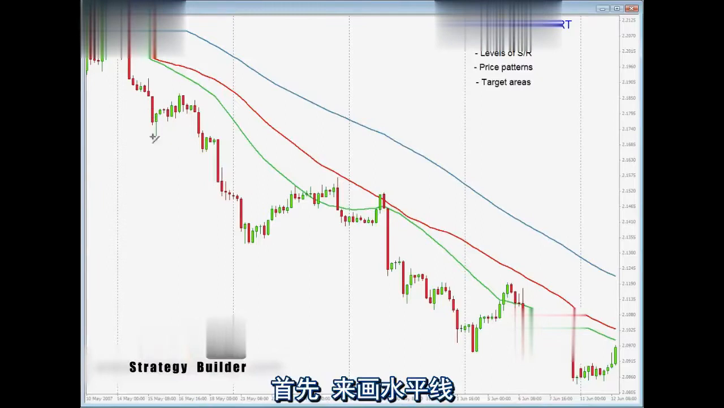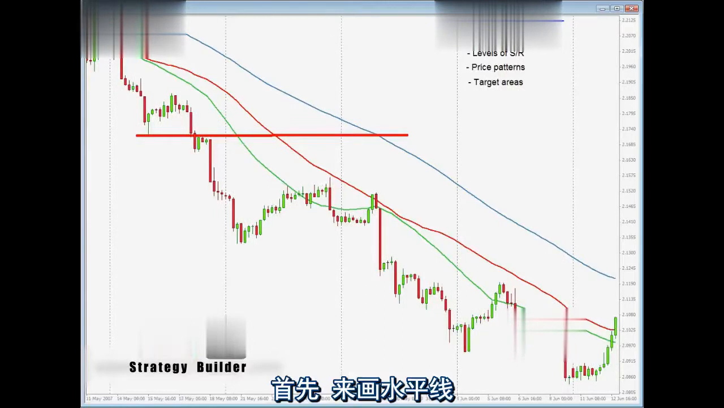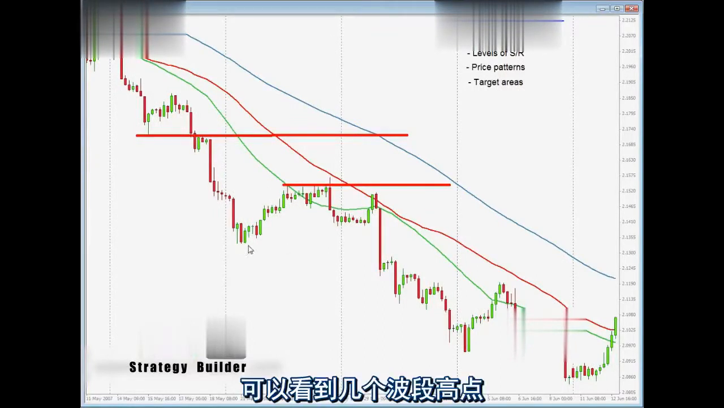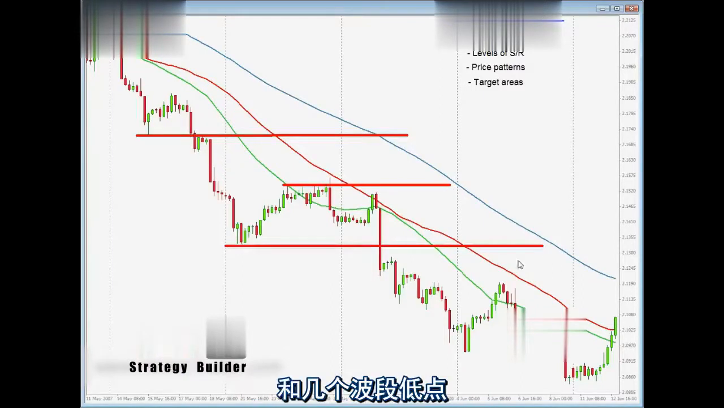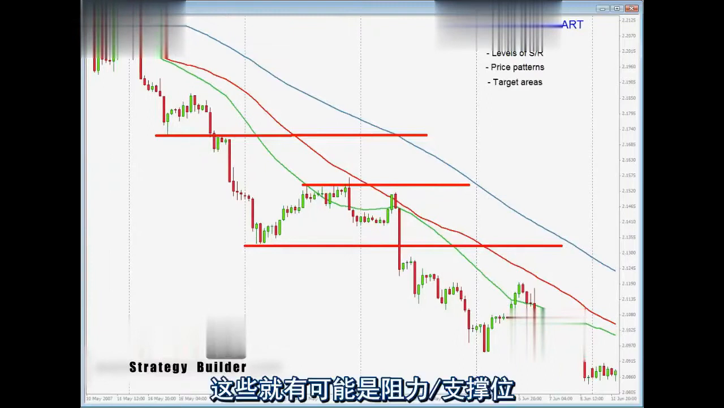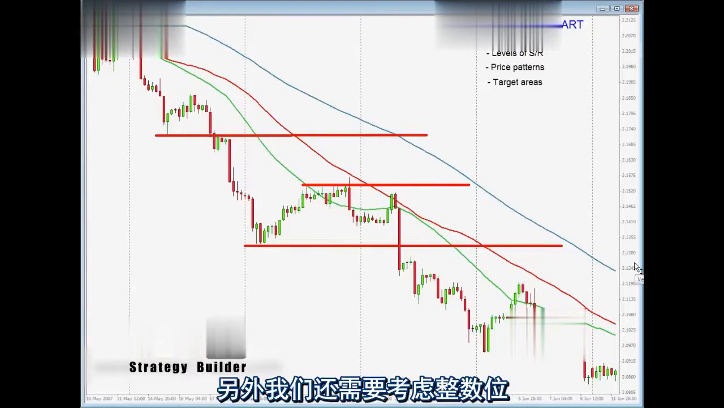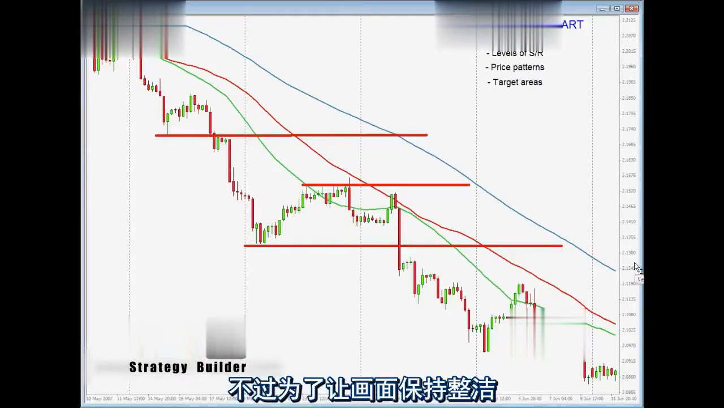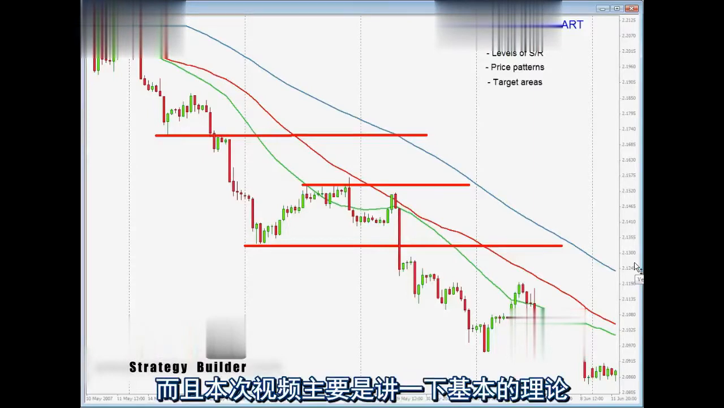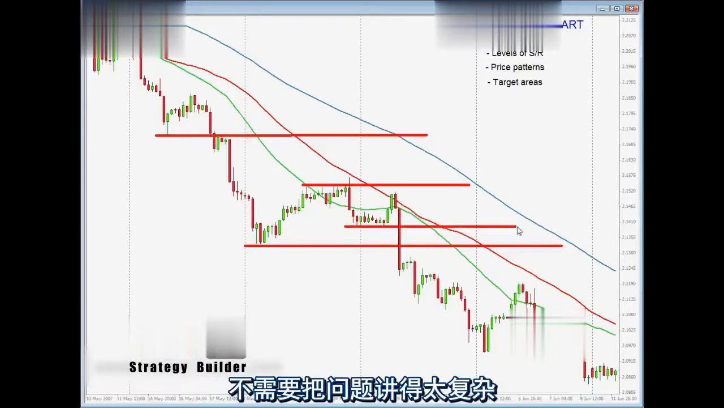Firstly, we draw, of course, horizontal levels, right? In this downtrend, we can clearly see that we have few swing highs and few swing lows, which are going to be my levels of horizontal support and resistance. Also, we would take into consideration round numbers, etc., etc. But I don't want to clutter my chart with too many lines. You know, this is basically a video explaining the theory, so I don't want to make it too complicated.